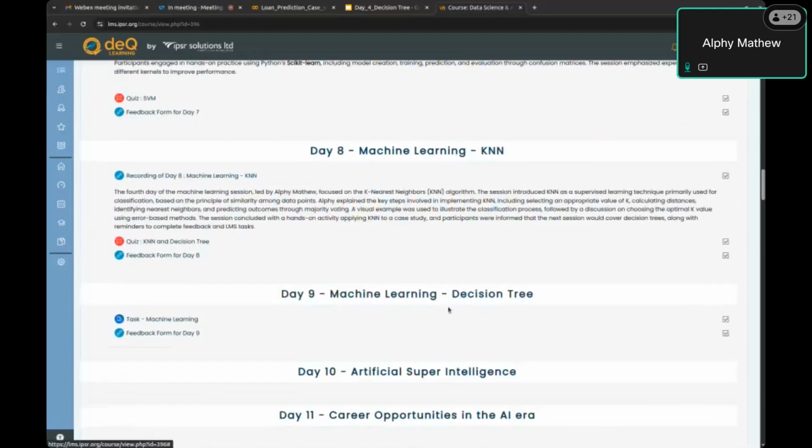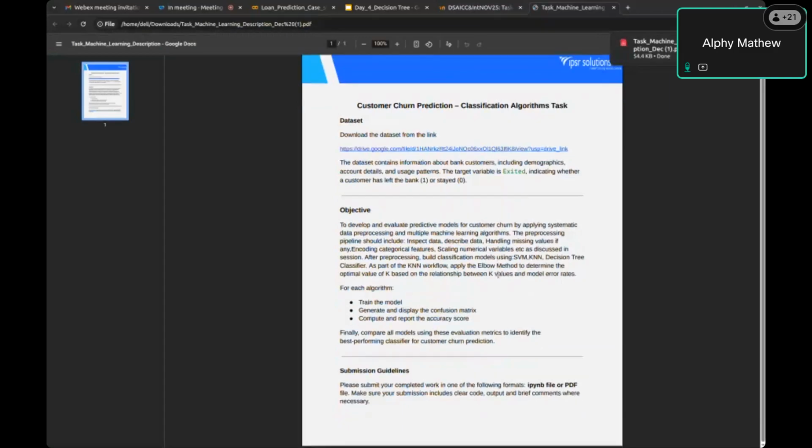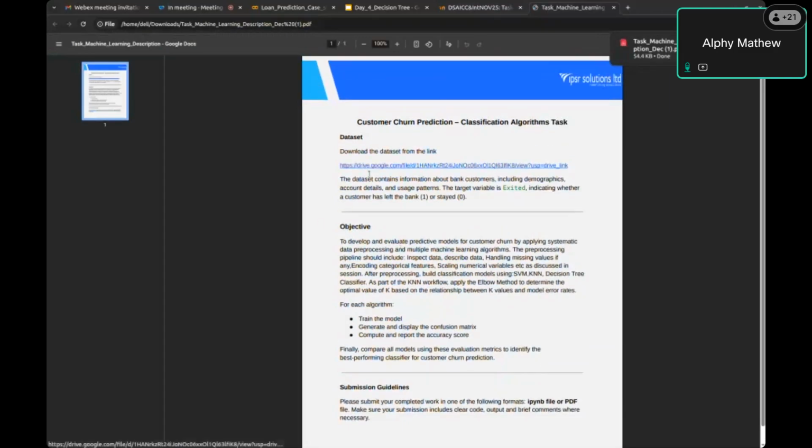And the task is mentioned in today's section, that is day 9. This is our task. In that task, you will find a PDF file. You can download that PDF file. This is the PDF file. Here the link for the dataset is there. You read the problem. I am not going to explain it because you also need the skill to understand the dataset, right? So you go to the dataset and try to understand it. Then the objective is mentioned here.